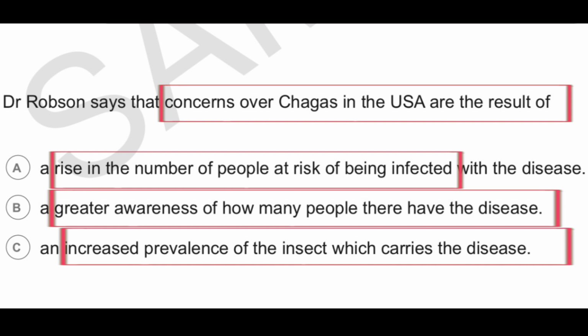Right, I see. And are there any concerns in the USA about Chagas? Yes, the insect carrying the parasite is actually endemic to the southern U.S. states. Since 1955, however, no more than 30 people have been bitten and infected while in the USA. He says that the insect carrying the parasite is actually endemic to the southern U.S. state. So endemic means that it is native there and there was no increased prevalence of the insect that carries the disease. Therefore, we can eliminate option C.